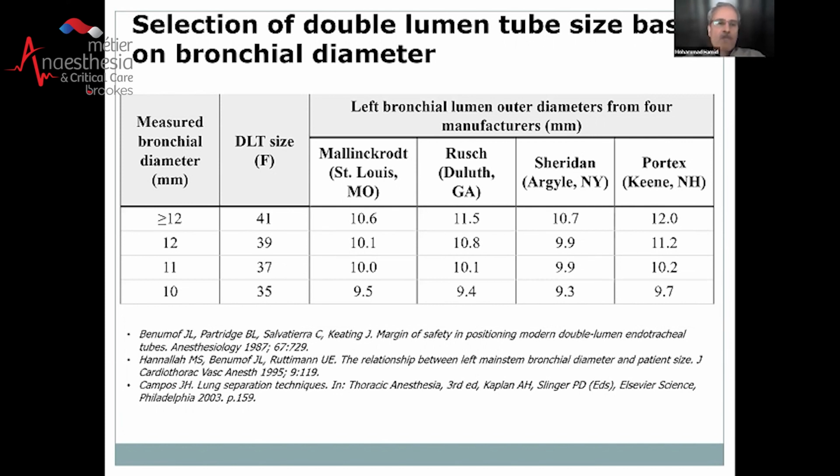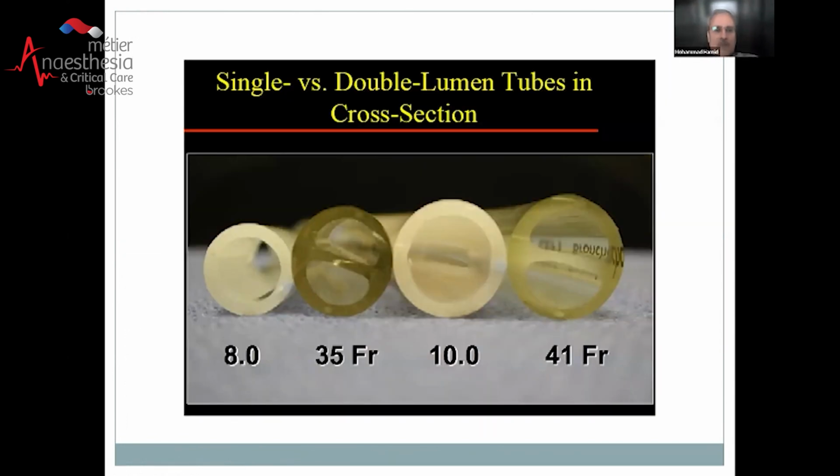Okay. So according to the X-ray, you can look at the bronchial diameter. If it's 12 or more than 12, then you can select a double lumen size of 41, and accordingly you can choose your double lumen size. If you take a cross section, you will see the double lumen tube is D-shaped. Both lumens are D-shaped.